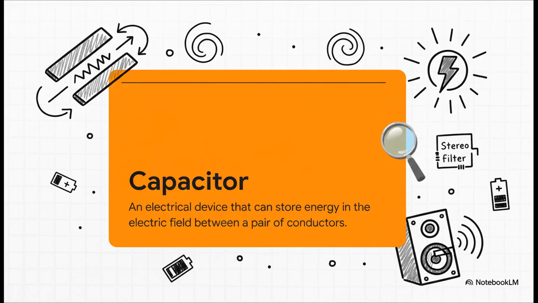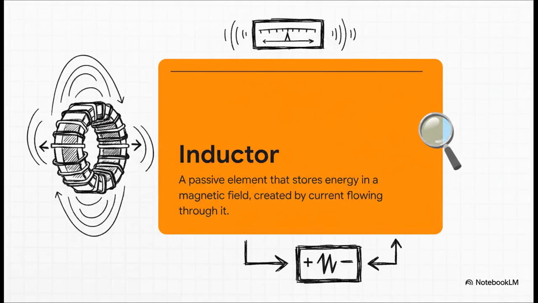It saves it. It's like a tiny little battery that can charge up and discharge almost instantly, storing energy in an electric field. This is the component behind everything from the flash on your camera to the filters in your sound system. And rounding out our starting lineup is the inductor.